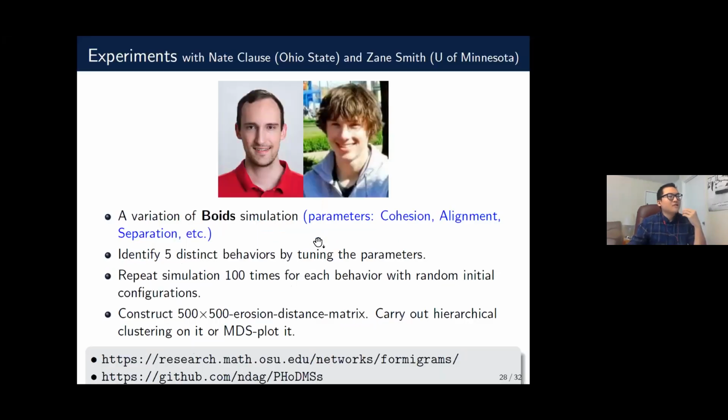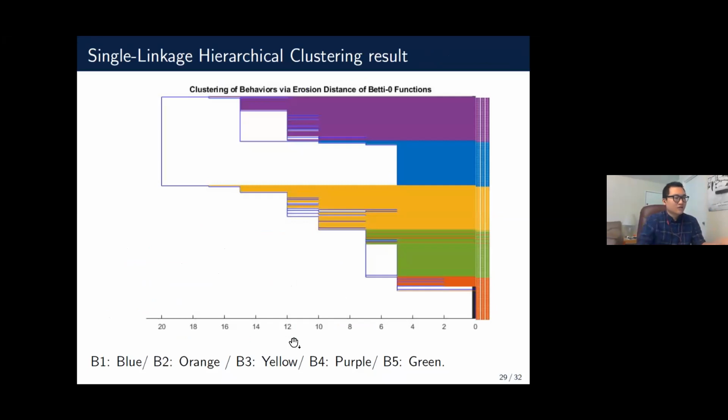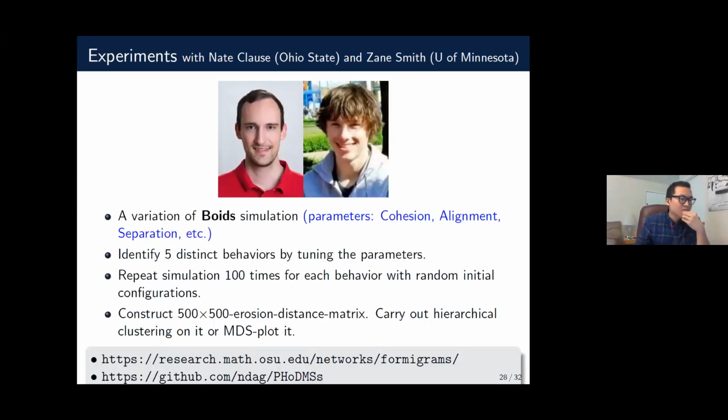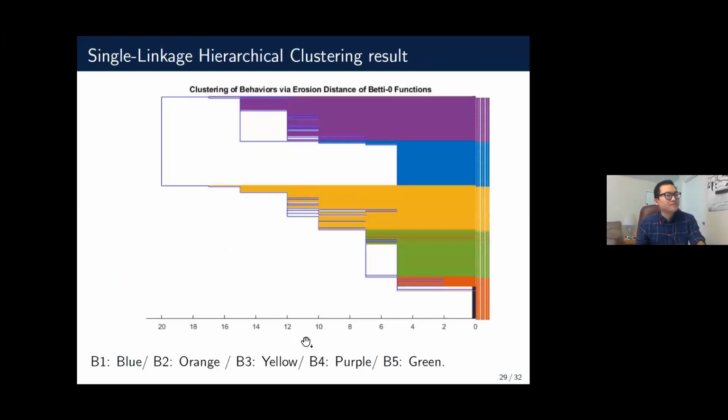And for each parameter setting, we repeated the simulation 100 times with random initial configurations. We computed the zeroth spatiotemporal Gaussian homology and the dimension function of it. And we computed the 505 erosion distance matrix among those things. And we carried out hierarchical clustering and MDS plotting. The details of this experiment are available on this website.